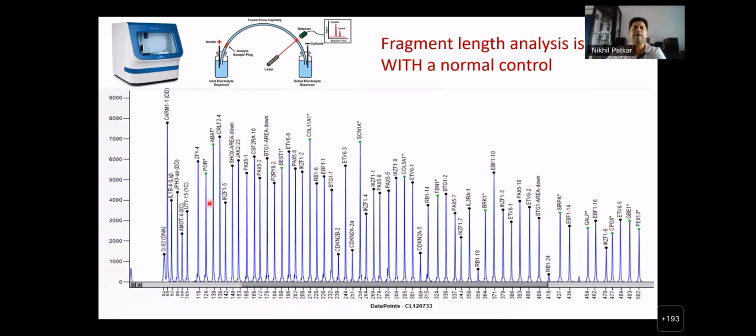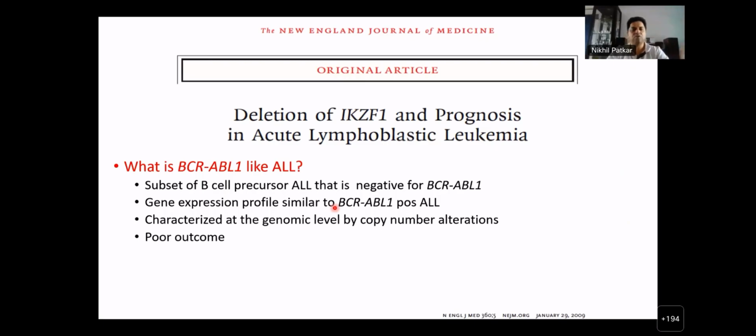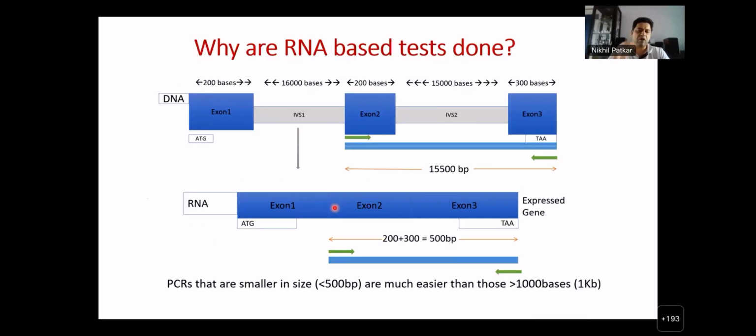So this is exactly the principle of multiplex ligation probe amplification, or MLPA technique, wherein you compare the length as compared to normal. So if there is deletion of one particular locus, you will see that the sizes of those amplicons will be less, and you can then predict that copy number alteration is present or absent. So there is BCR-ABL-like ALL in which these copy number alterations predominate, and you can use MLPA to detect these types of abnormalities.